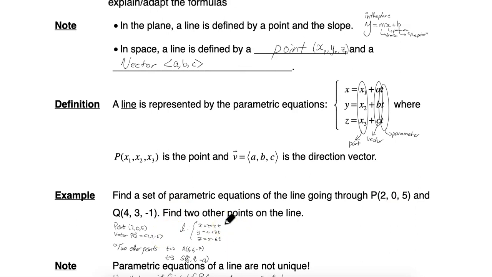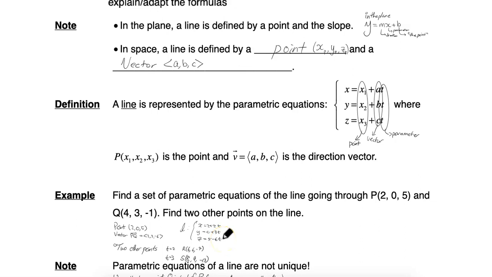Here are the parametric equations of line L. x equals 2 plus 2t, y equals 0 plus 3t, and z equals 5 minus 6t. So vertically you can see the point (2, 0, 5) and the direction vector (2, 3, -6). So how could we find two other points on the line? All we need to do is to pick a certain value for t. If we did pick t equals 1, we would get point Q, actually. We would get (4, 3, -1), right?